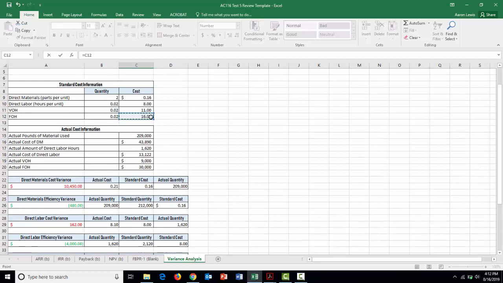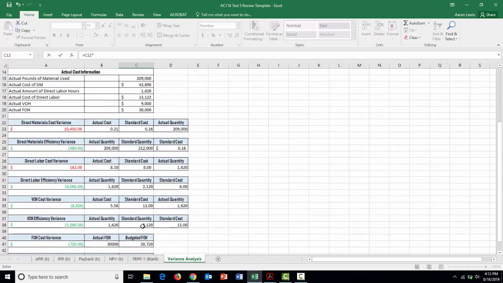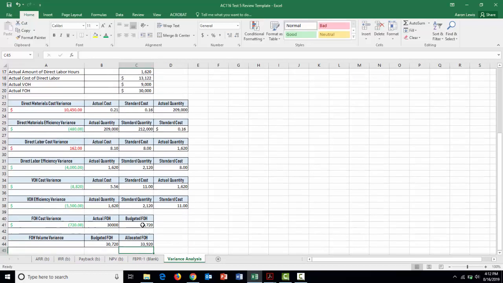And if we multiply that by the standard quantity of our cost driver of 2,120, we come up with 33,920. Find the difference between those two numbers, and it comes out to 3,200. Change that to a dollar sign. We had budgeted fixed overhead of 30,720. We allocated fixed overhead of 33,920.